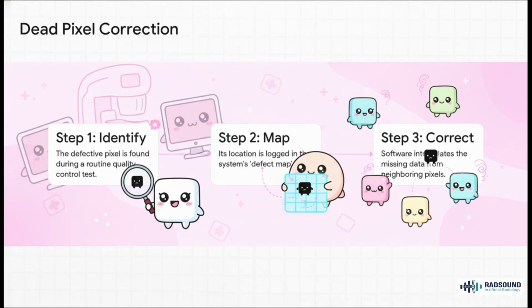But here's where the technology gets really clever. The system has a built-in fix. It runs a quality control test, it finds that dead pixel, it logs its exact location on a defect map, and then, this is the cool part, the software just intelligently fills in the blank using data from the pixels right next to it. It basically makes the defect invisible in the final image.